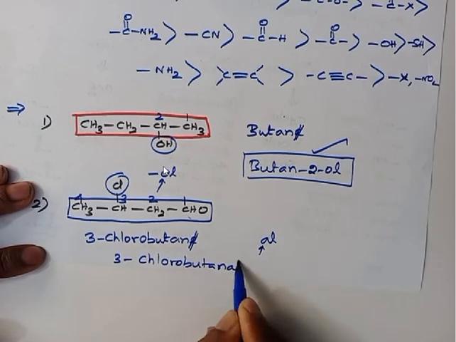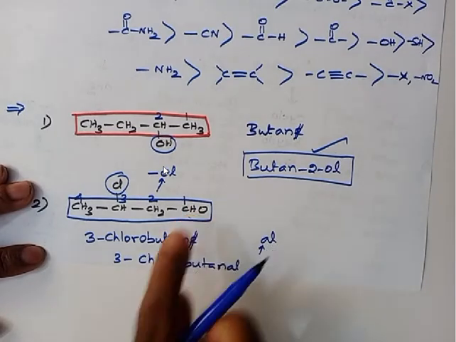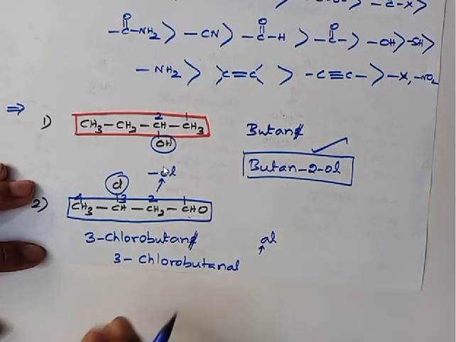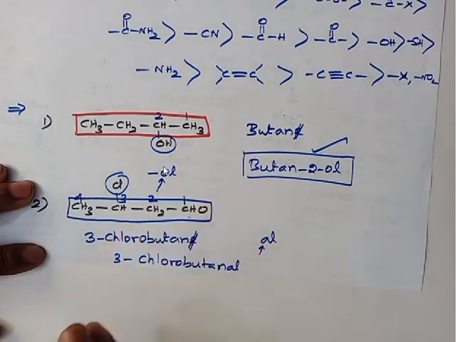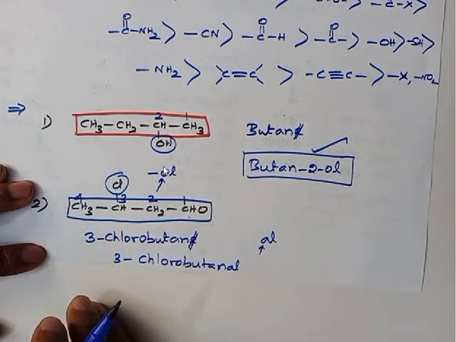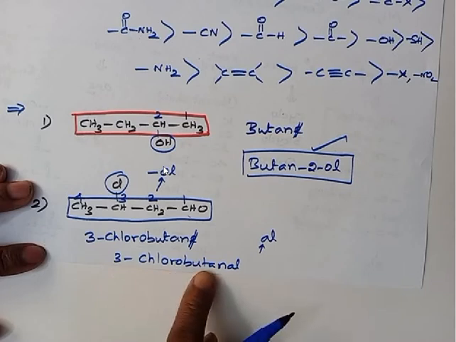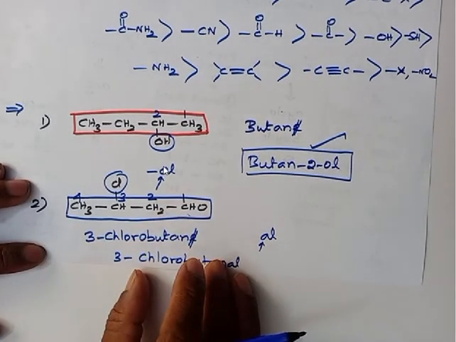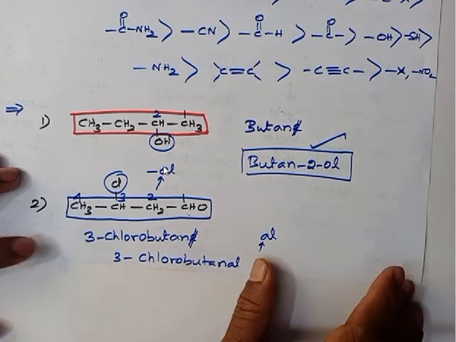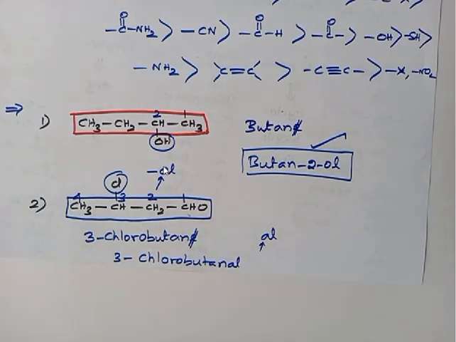3-chlorobutanal. You need not mention the position of the aldehyde group, because the aldehyde carbon always gets number 1. So what's the name? 3-chlorobutanal. This is the IUPAC name for this compound. Let me give another. We'll discuss a few more examples.